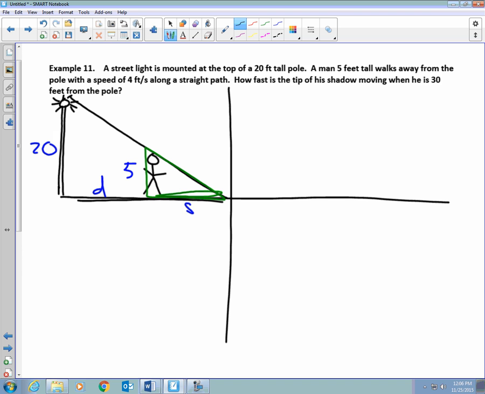Pythagorean theorem would be great if I was looking for a hypotenuse, but I have no interest in hypotenuse. Remember, the key words that we said were similar and proportional. Set up a proportion. So 5 over 20, the small triangle over the big triangle. D plus S. Let's cross multiply.